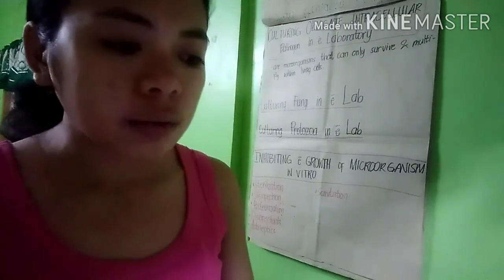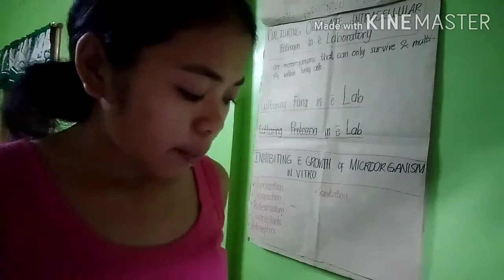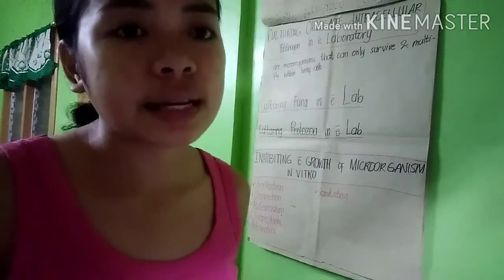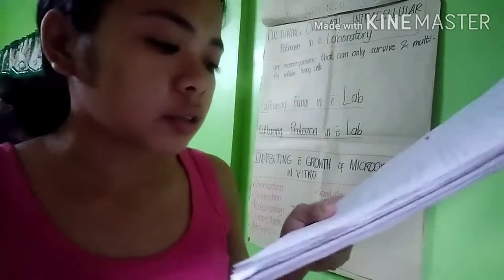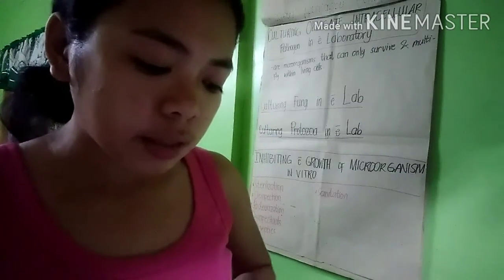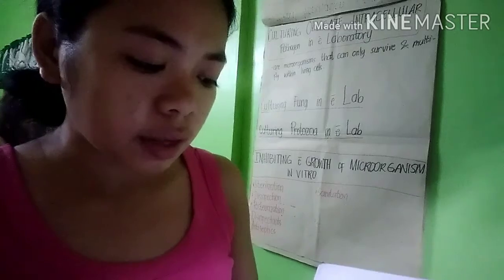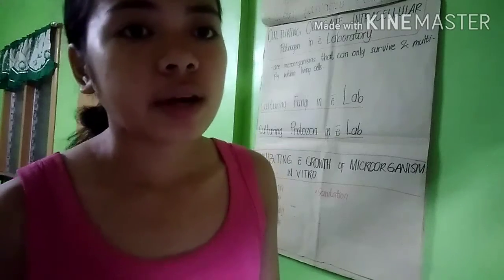This is slowing down or stopping their multiplication. So the first is sterilization. What is sterilization? It is the complete destruction of all microorganisms, including cells, spores, and viruses. It is accomplished by dry heat, autoclaving, gas, chemicals, and types of radiation. Usually it is done through autoclaving and dry heat.